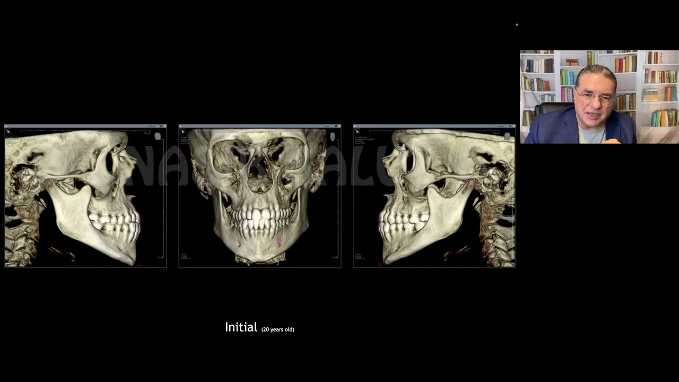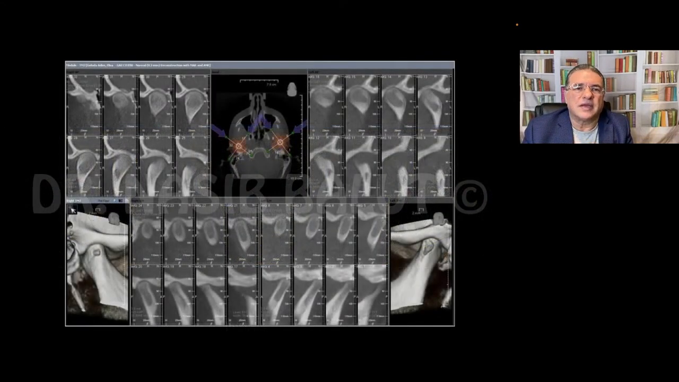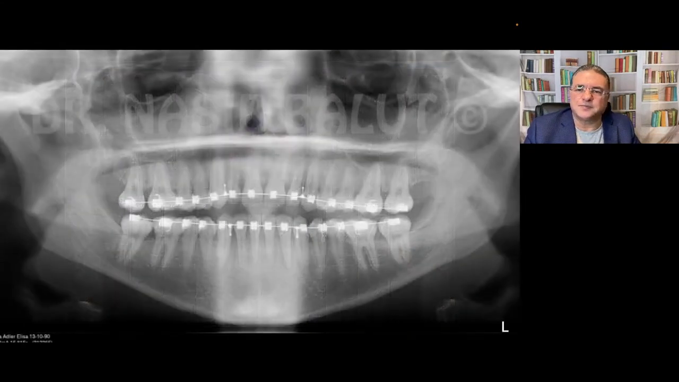So let's continue with the patient. We can see that the length of the corpus of this patient is longer on the left than the right side. There is no problem in the TMJ. There are no symptoms. Obviously, there is no discrepancy between CO and CR, which might be very common in this type of asymmetries. As you can see, the position of the condyles in this case. So we start the treatment.